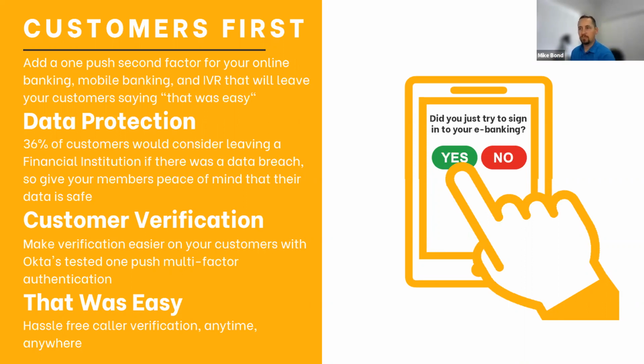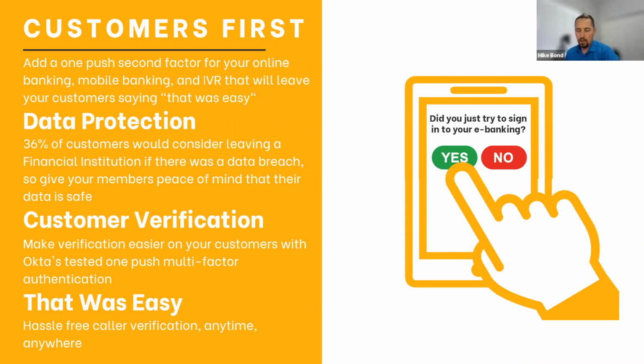So customers first, definitely talking about push second factor for online and mobile banking, IVR, things like that. Customers will wonder why things were taking so long before and why security questions were such a friction-based process. 36% of customers will consider leaving an FI if there's a data breach. I think that's something Gabby had touched on before with regards to our business problems: people are willing to give up the relationship they've got with their FI if it gives them more peace of mind.